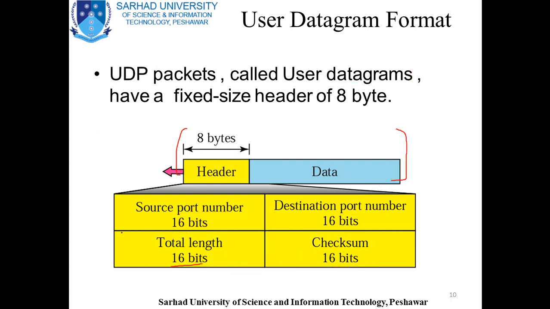Let's say the length field is 16 bits, and it starts with, let's say, 12 zeros, and the last 4 bits are 1 1 1 1. So these 16 bits will be embedded in this. It will show the length of the total datagram, this whole datagram, and the length of the datagram is basically, you can see, 16 bytes.